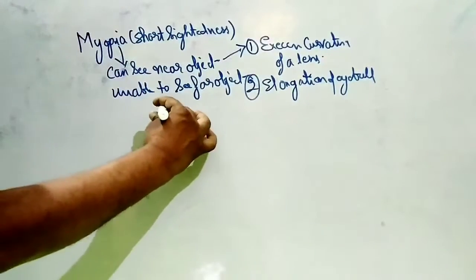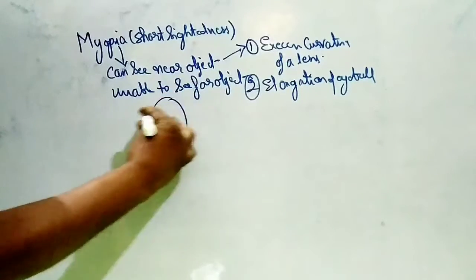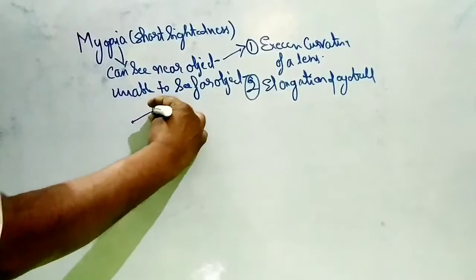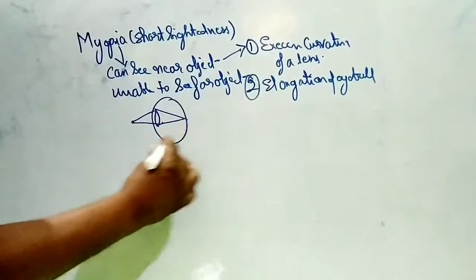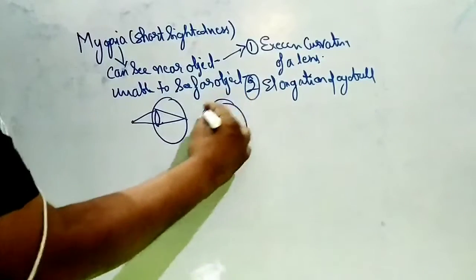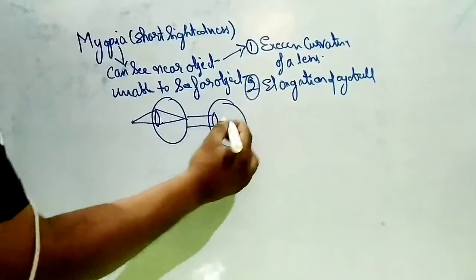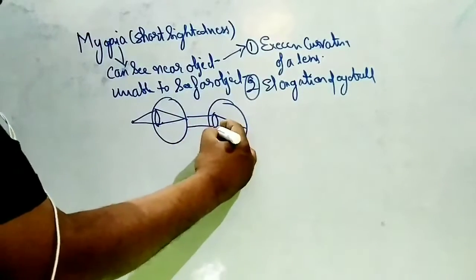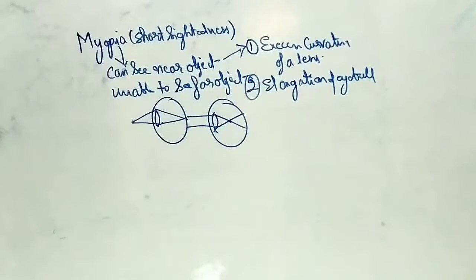A person can see, suppose this is an eye, this is a lens of an eye. It can see a near object clearly at the retina part, but if you will see the far image, what will happen? The image will be formed before reaching the retina. Before reaching the retina. How to remove this defect?